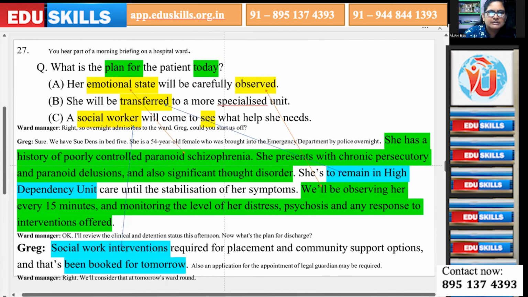Transferred is the opposite of remain. Remain means where the patient is, let her continue there only. Transferred means it's the opposite, so that's not the answer.